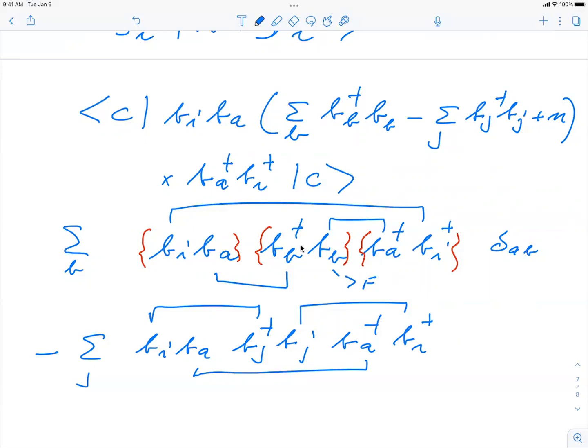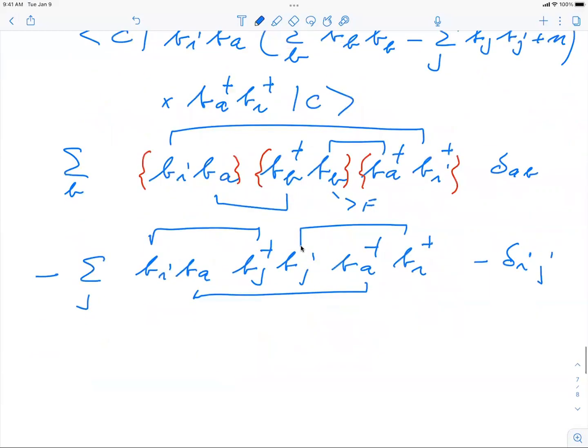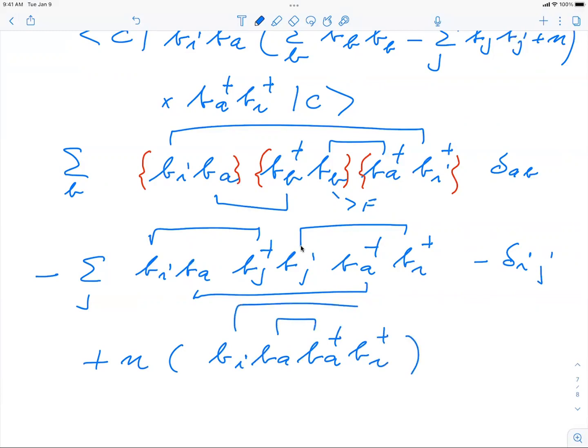So this gives me a minus delta_ij. From the sum, it just singles out one term. And I have 1 minus 1. And now I'm getting a new term, which is plus n. Then I need to take the contractions between b_i, b_a, and then b_a†, b_i. And the only possibilities here are these possibilities here. So 1 minus 1 plus n gives me n. Okay. Does everybody see that?